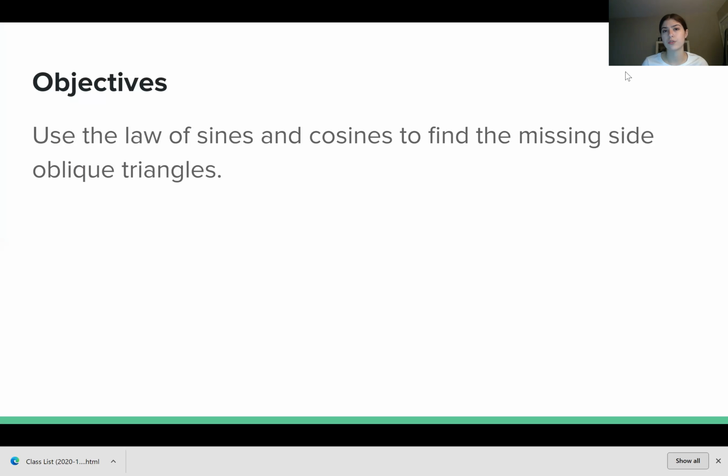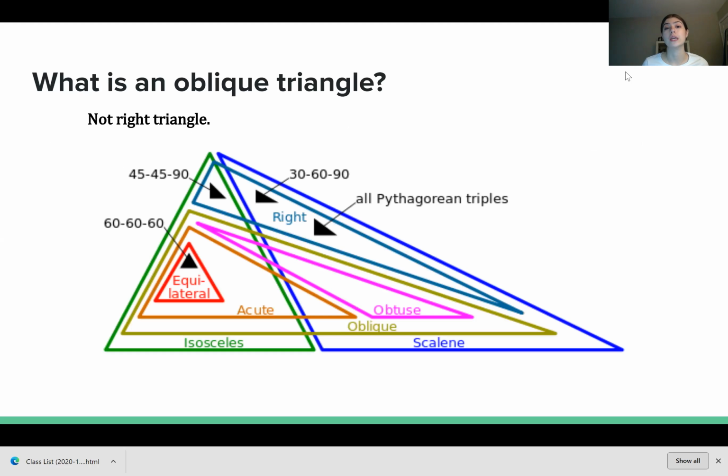Well, oblique, that's a different word than what we're used to, right? We're used to right triangles. We find the missing side of right triangles either using the Pythagorean theorem or using sine, cosine, tangent, right? But now we're going to be talking about oblique triangles, so we have to use slightly different formulas, okay? Well, that begs the question, what is an oblique triangle? An oblique triangle is just any triangle, as you can see here, that is not a right triangle.